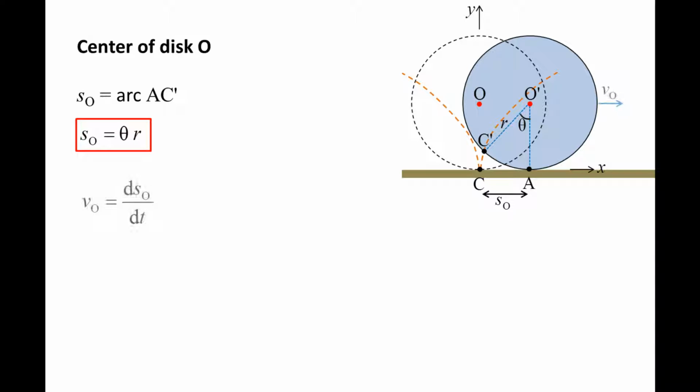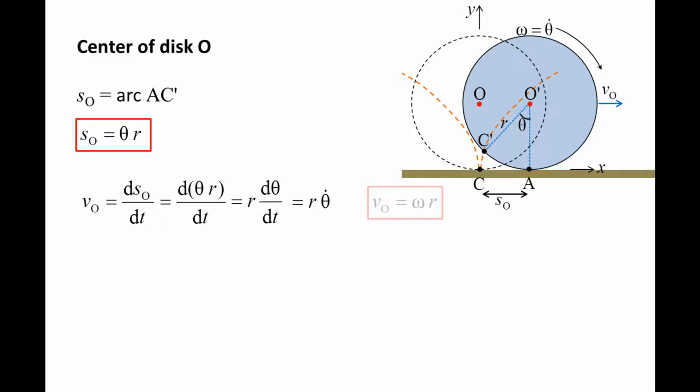The instantaneous velocity of the center of the disk, VO, is the time rate of change of the displacement, SO. Plugging in theta times r for SO and pulling r out of the derivative because it is constant, VO is equal to r times the angular velocity of the disk, theta dot. The angular velocity is often written as omega, so we rewrite this equation as VO equals omega times r.